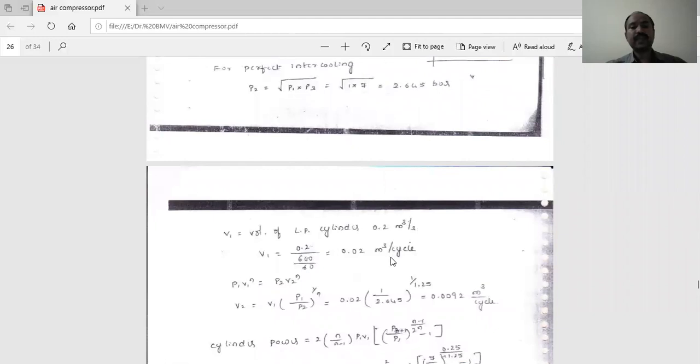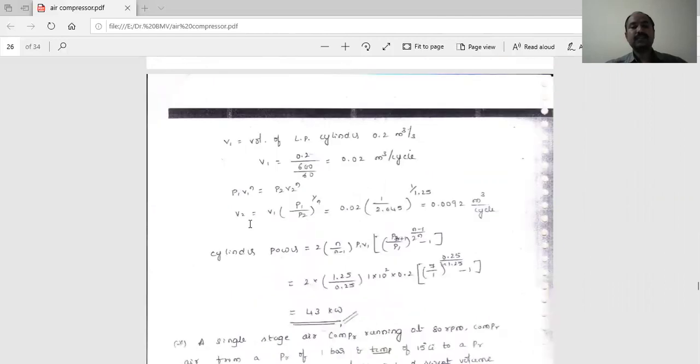It becomes meter cube per cycle: 0.2 divided by 600 divided by 60. It becomes 0.02 meter cube per cycle. Then we have to calculate the value of V2. P1 V1 to the power of N is equal to P2 V2 to the power of N, because the actual process is always a polytropic process. V2 is equal to V1 into P1 divided by P2 to the power of 1 divided by N, which is 0.0092 meter cube per cycle.